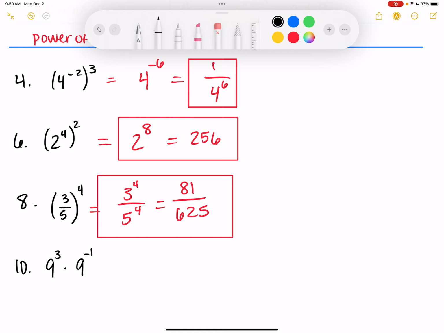So what happens when we have two numbers being multiplied that have the same base? What do we do with our exponents? We add the exponents. So if we have the same base and they're being multiplied, we add them. So it's 9 cubed times 9 to the negative 1, which is 9 to the 3 plus negative 1, 9 squared.